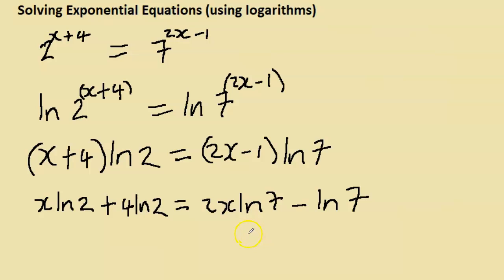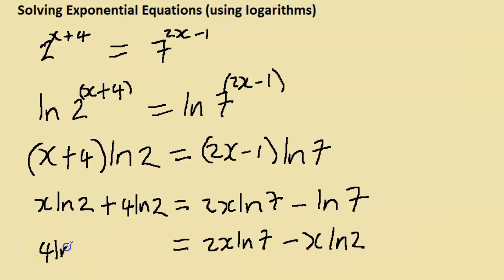So the next logical step would be to group the like terms, group all the x terms. We can group them on whichever side. Let me group them over on the right hand side. So I have 2x ln 7 here. Let's bring that forward. I group with this, so it's minus x ln 2. Over here, group everything else, 4 ln 2. Carry forward that. And this negative ln 7, now plus ln 7.